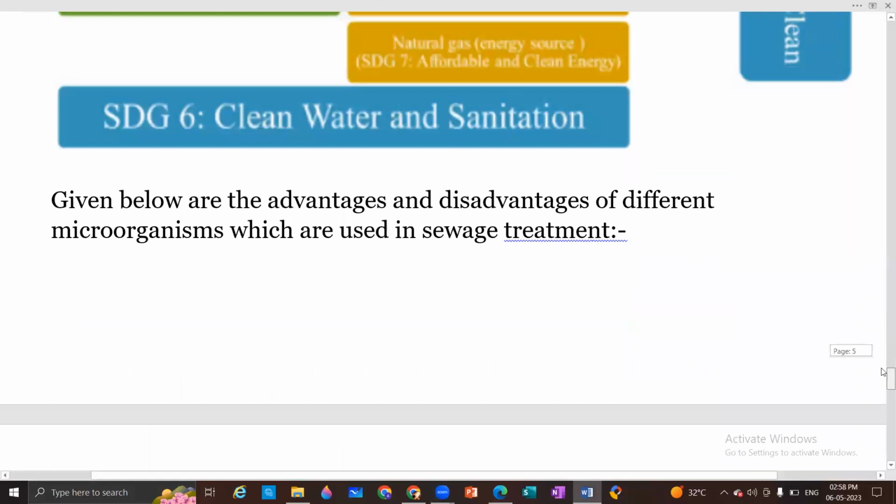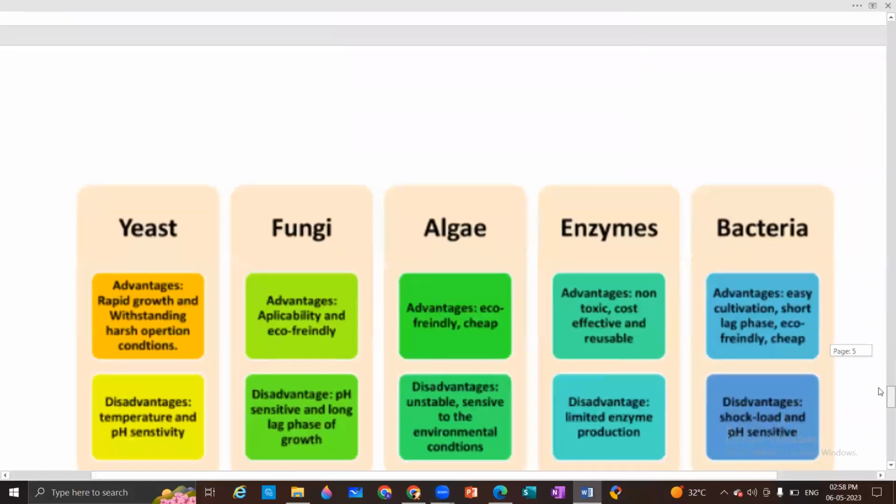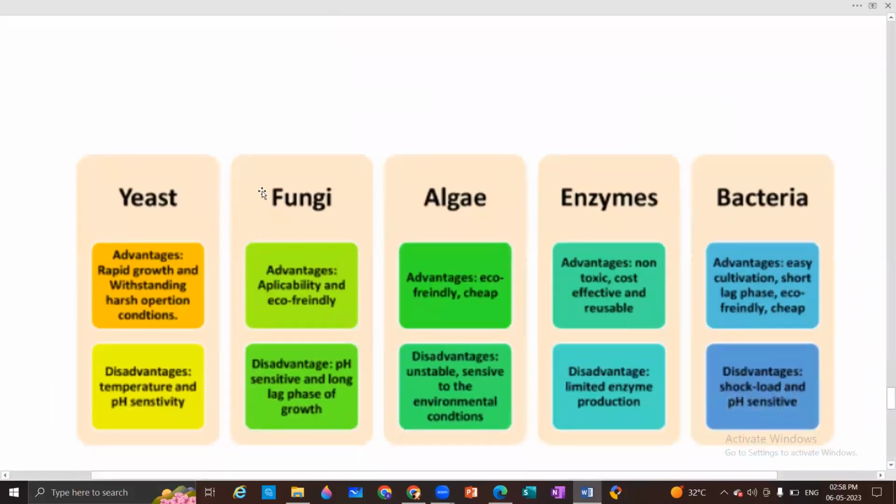So lastly, given below are the advantages and disadvantages of different microorganisms as an appendix. So yeast, fungi, algae, enzymes and bacteria are the five, which can also act as pollutants and can also be beneficial as shown.